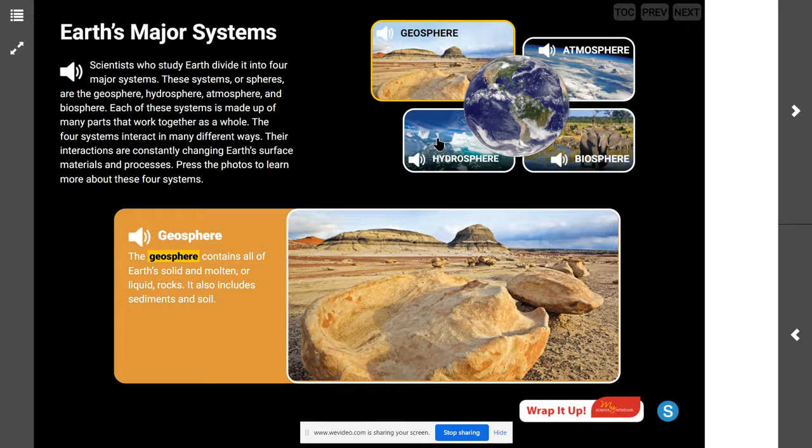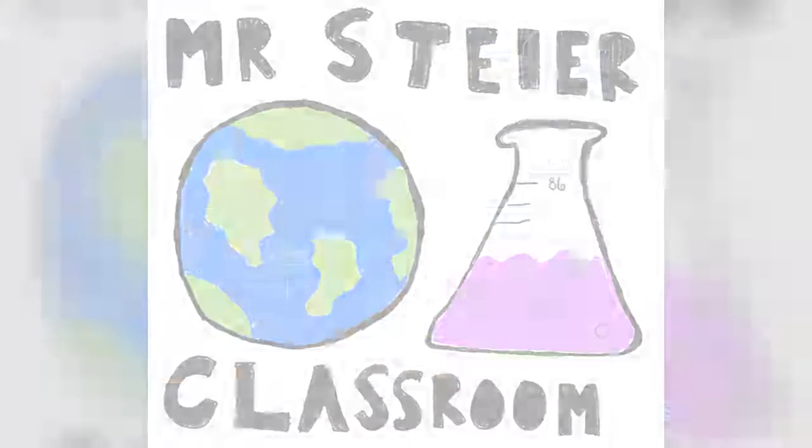Remember, your goal here today, scientists, is that you can identify the Earth's major systems and that you can recognize that these systems interact and affect Earth's materials and processes. You got this, scientists.